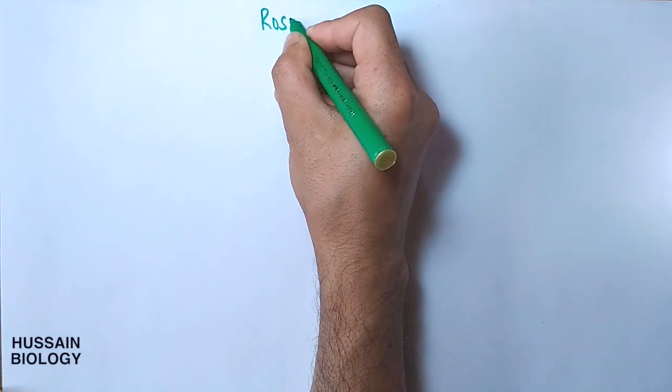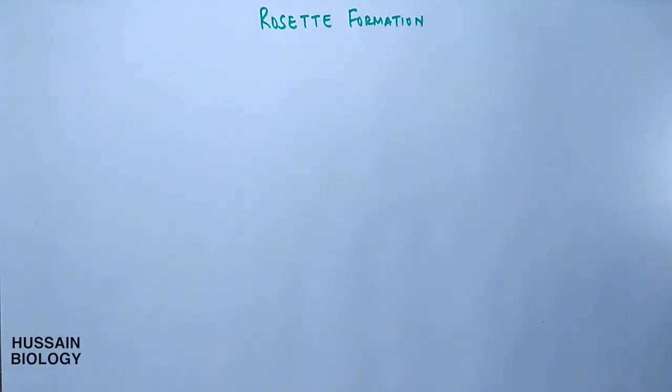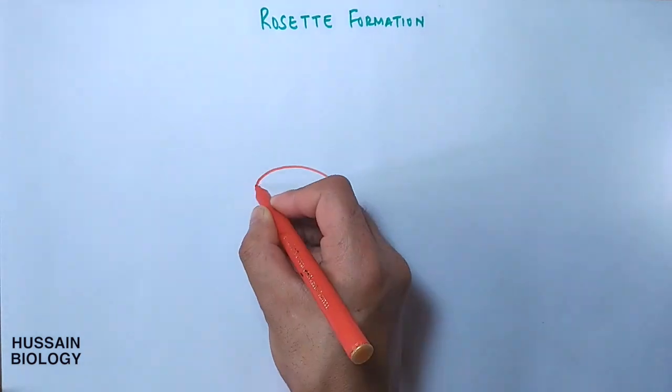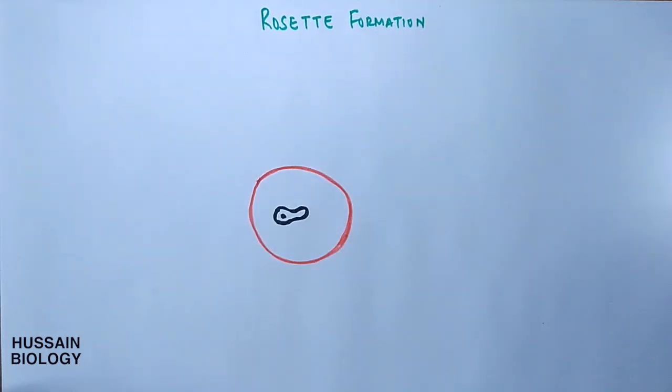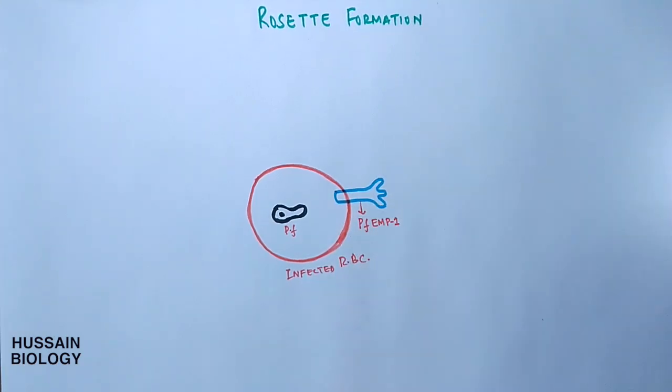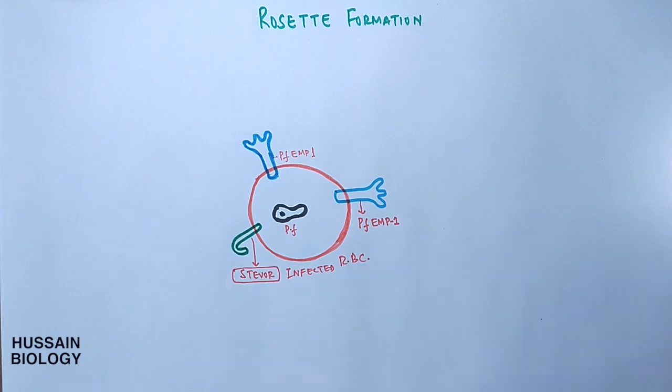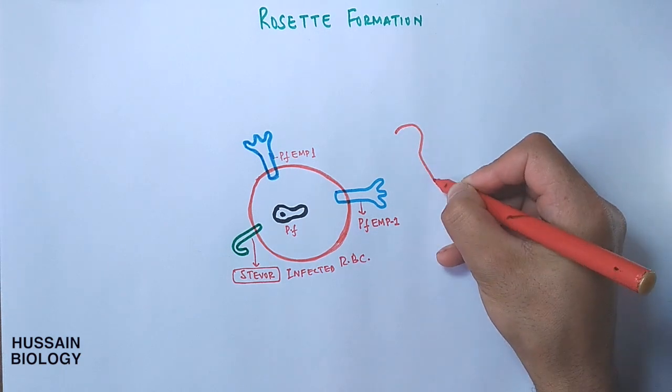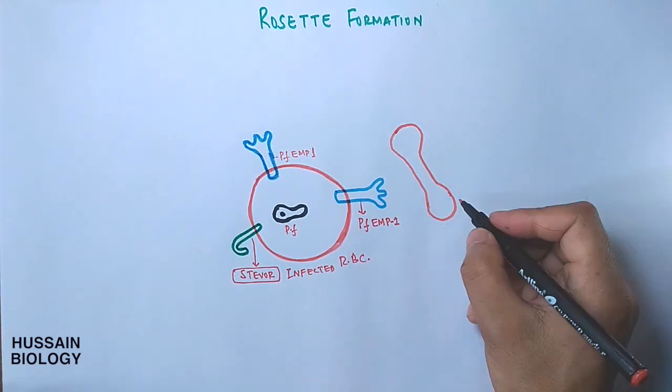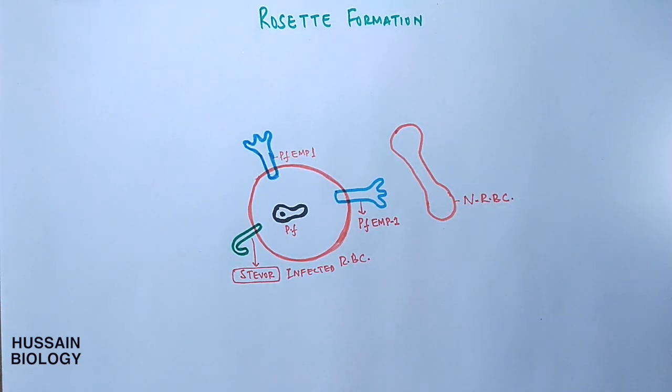Now let's discuss how the Rosette Formation occurs. We see we have an infected RBC in this blood circulation, and it expresses PfEMP1 on its surface and also expresses STEVOR protein on its surface. Now we know that normal RBCs express a diverse set of receptors on their surface, and this PfEMP1 shows affinity for multiple RBC receptors through its DBL and CIDR domain.